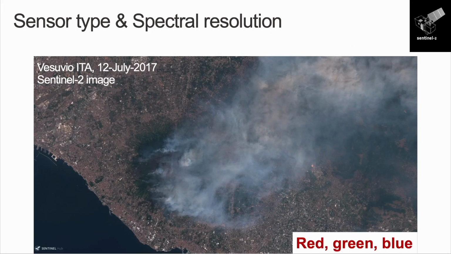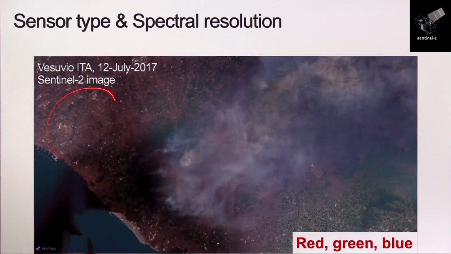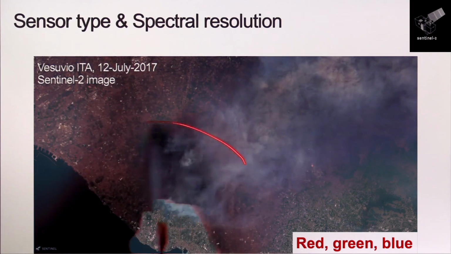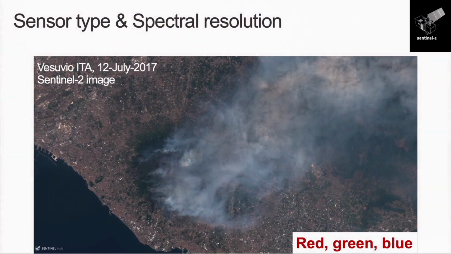In order to give you a better understanding of what I mean by using different bands and what it can show, here is an example of a Sentinel-2 image of the Vesuvio in Italy in July 2017. You can see here Naples, the city up here, and for those who know the region, this is the Vesuvio, the volcano. Some of you might know Vesuvio is not active currently, but there is still a lot of smoke. So the question is, where does this smoke come from?